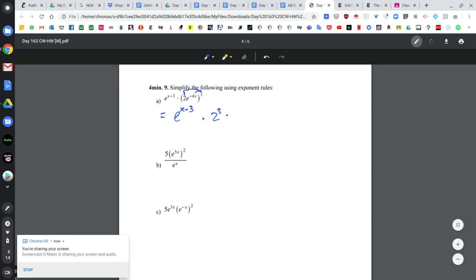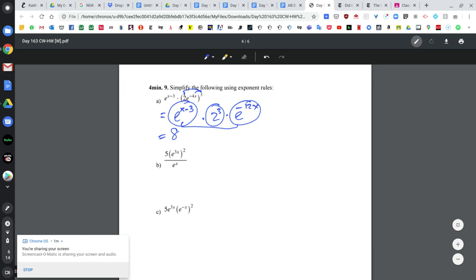Okay, we're multiplying powers. So is that negative 12x? And then what's 2 cubed? So that's 8, the number can come in front. And then we have e to the power of x minus 3, e to the power of negative 12x. Remember, the bases are the same. So what should we do with the powers?